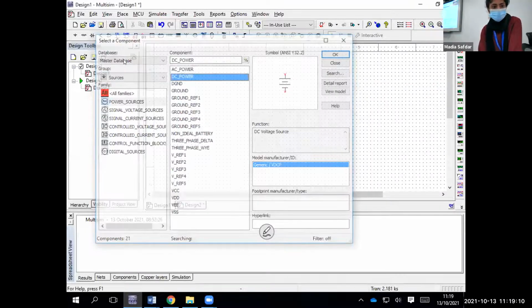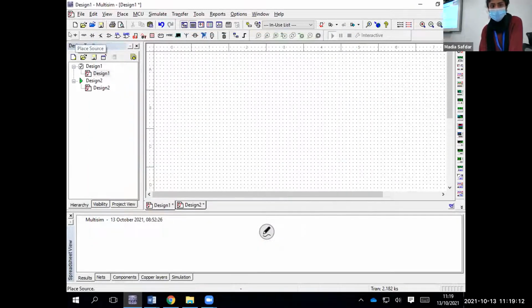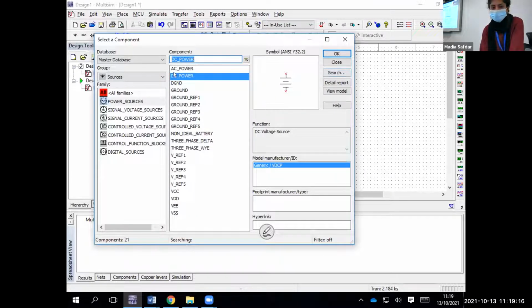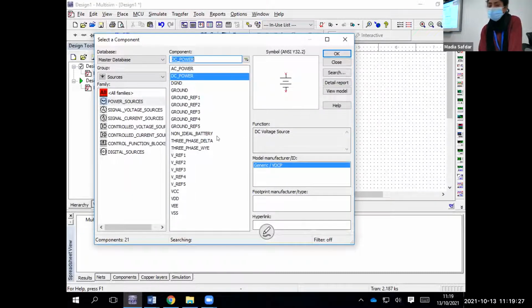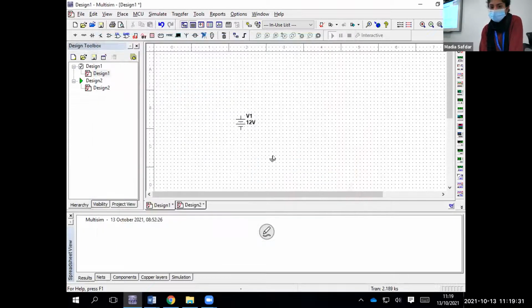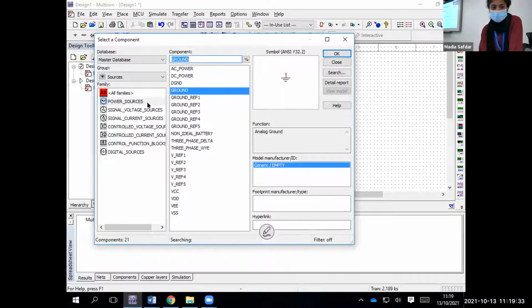If you go here, this is place source. Click on it and then go here. Choose DC power and then press OK. This will come here. When you place it on the Multisim, this window will appear again. Then take ground and put ground here.